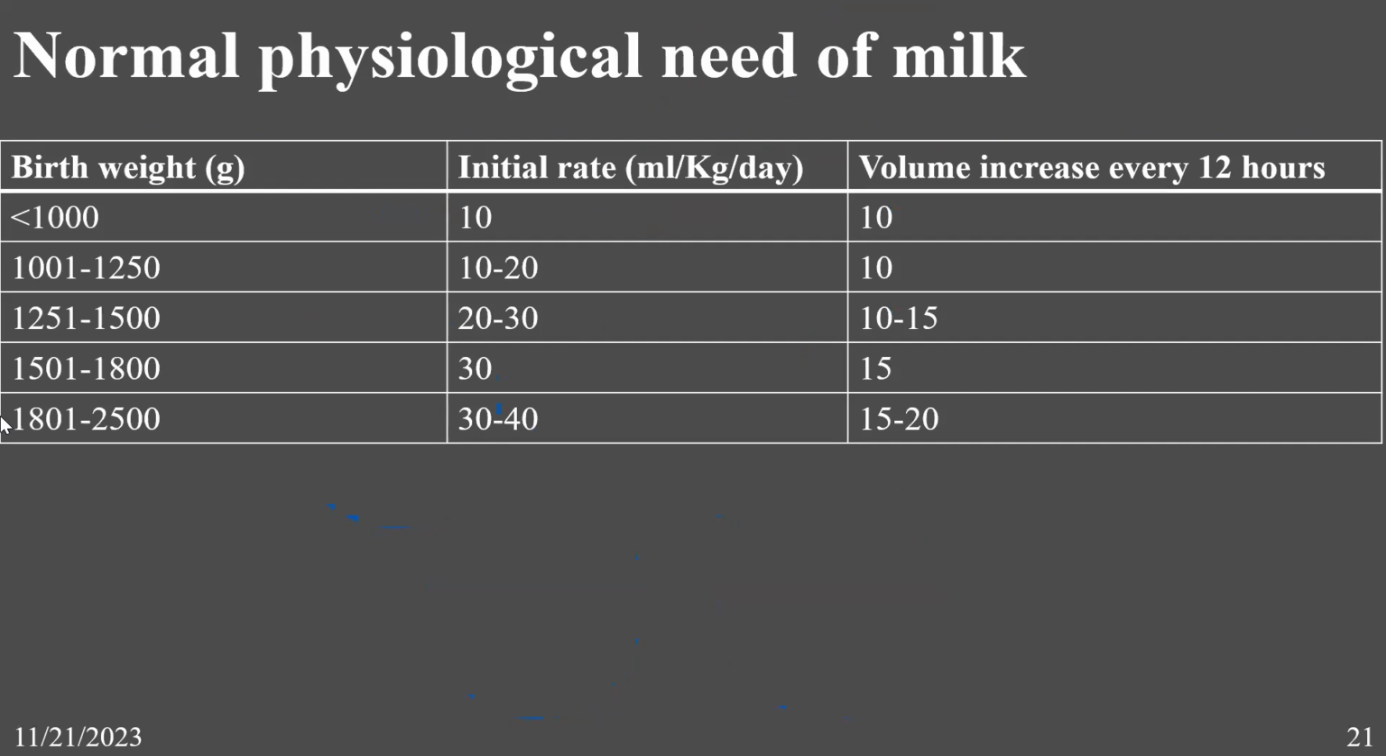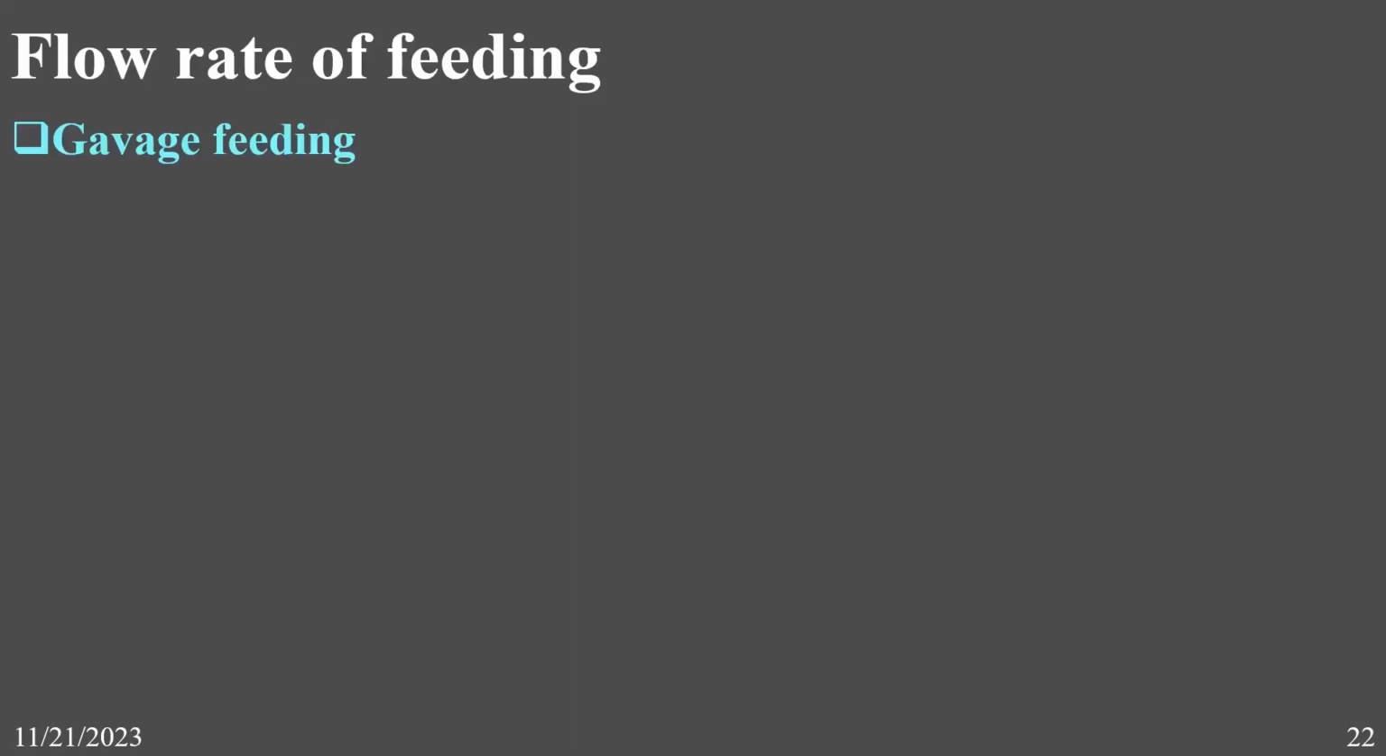So how much milk do we give? We usually start with 10 ml per kg per day. Then we divide it every 2 hours, every 3 hours, and so on. For babies less than 1 kilo, we increment 10 ml every 12 hours. And then it increases. I have a protocol for each age, and I will show you the protocols.